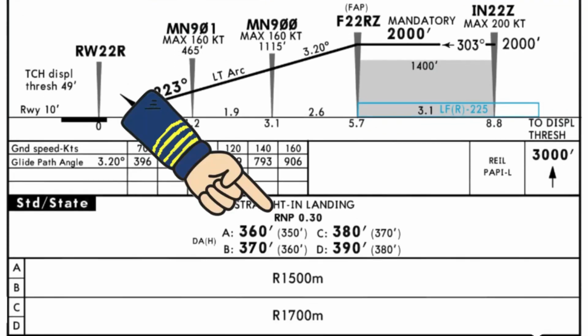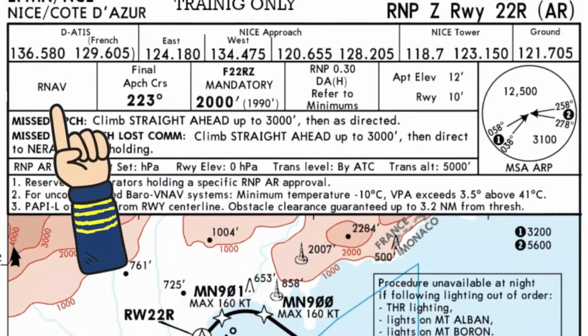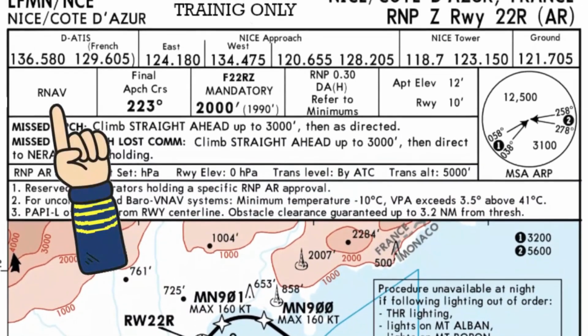This is equivalent to an LNAV/VNAV approach. And in fact, if we look at the top, you see that where the normal frequency of EGNOS is written, in this case, you only have written RNAV, meaning that you don't need EGNOS to fly this procedure.